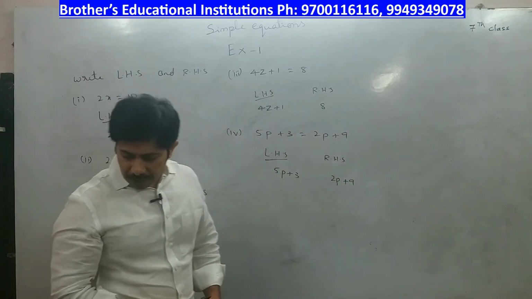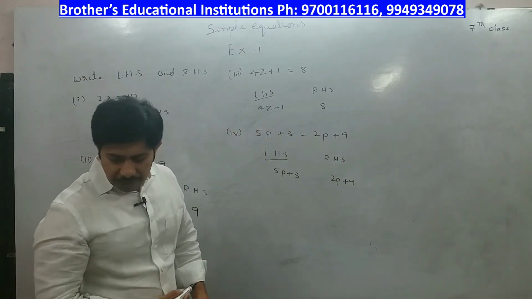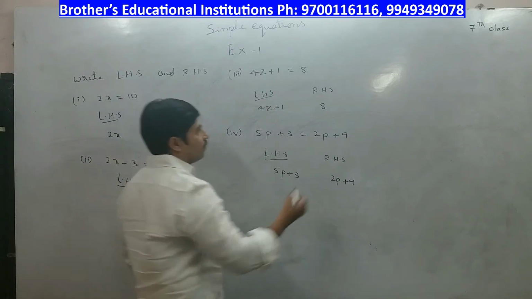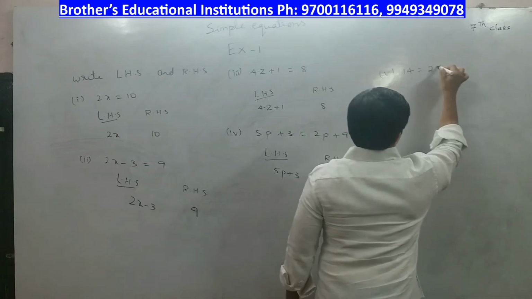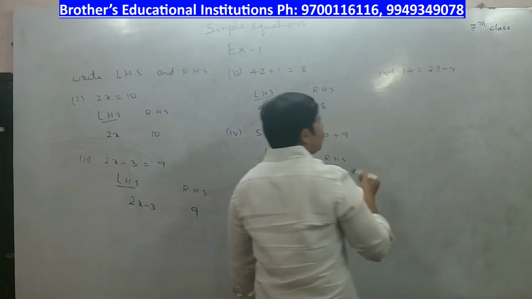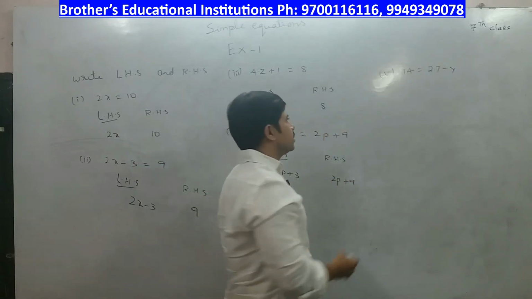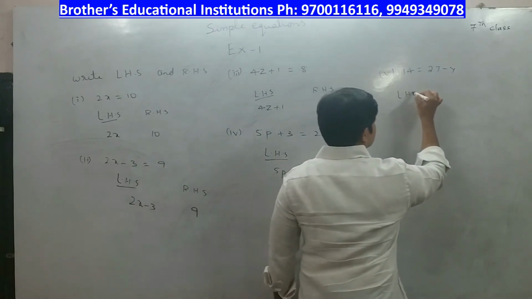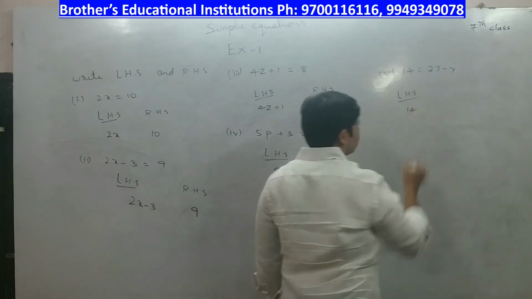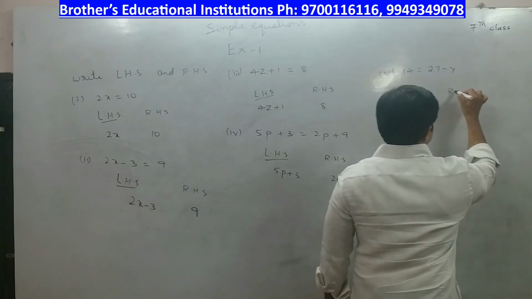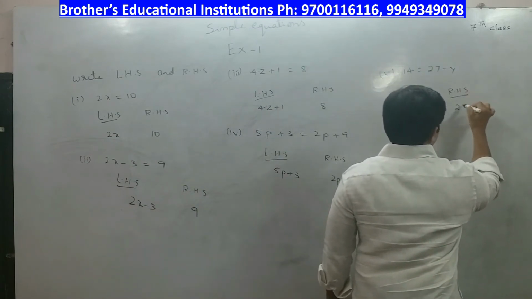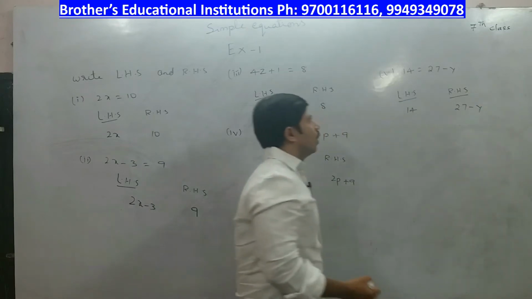Okay. So next one, the fifth one: 14 is equal to 27 minus y. So here we have to write LHS and RHS. What is LHS? The term on the left side is nothing but 14. And what is RHS? RHS is nothing but 27 minus y.